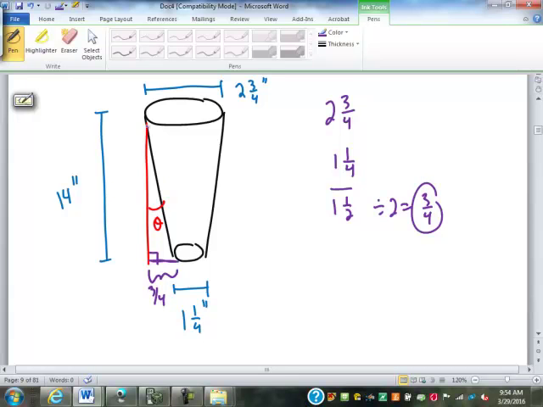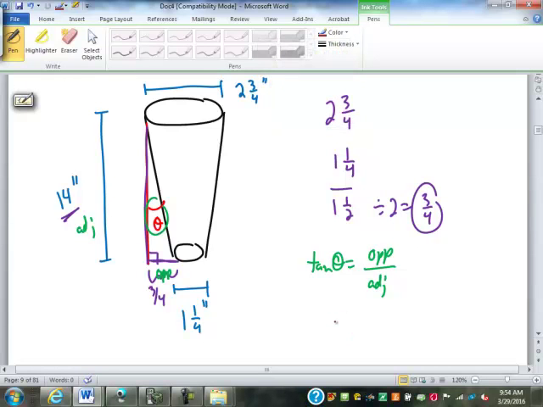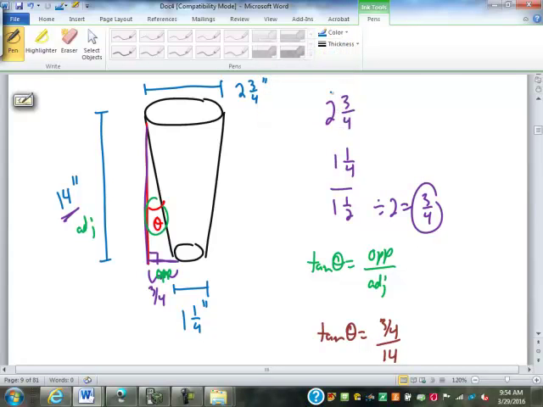Do I know this dimension? It's the 14. Good. So what I have here, according to this angle, this is the opposite leg and this is the adjacent leg, which means I am dealing with a tangent. In this case, I am looking for an angle. So I put in my numbers of 3/4 over 14. To solve it, I'm not going to cross multiply and divide. I am going to do an inverse tangent.